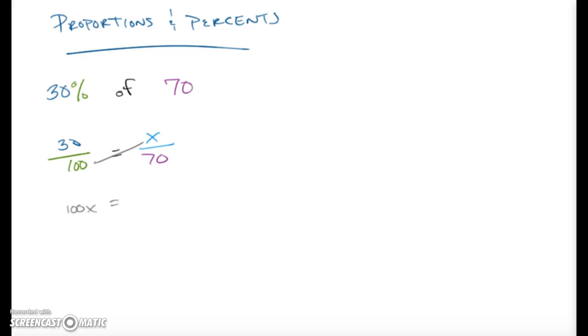100x is equal to, let's just use blue, 30 times 70. 3 times 7 is 21. Put 2 zeros. 2100, I am going to then divide by 100. Divide by 100. And x is equal to $21. You get $21 off those pair of pants.